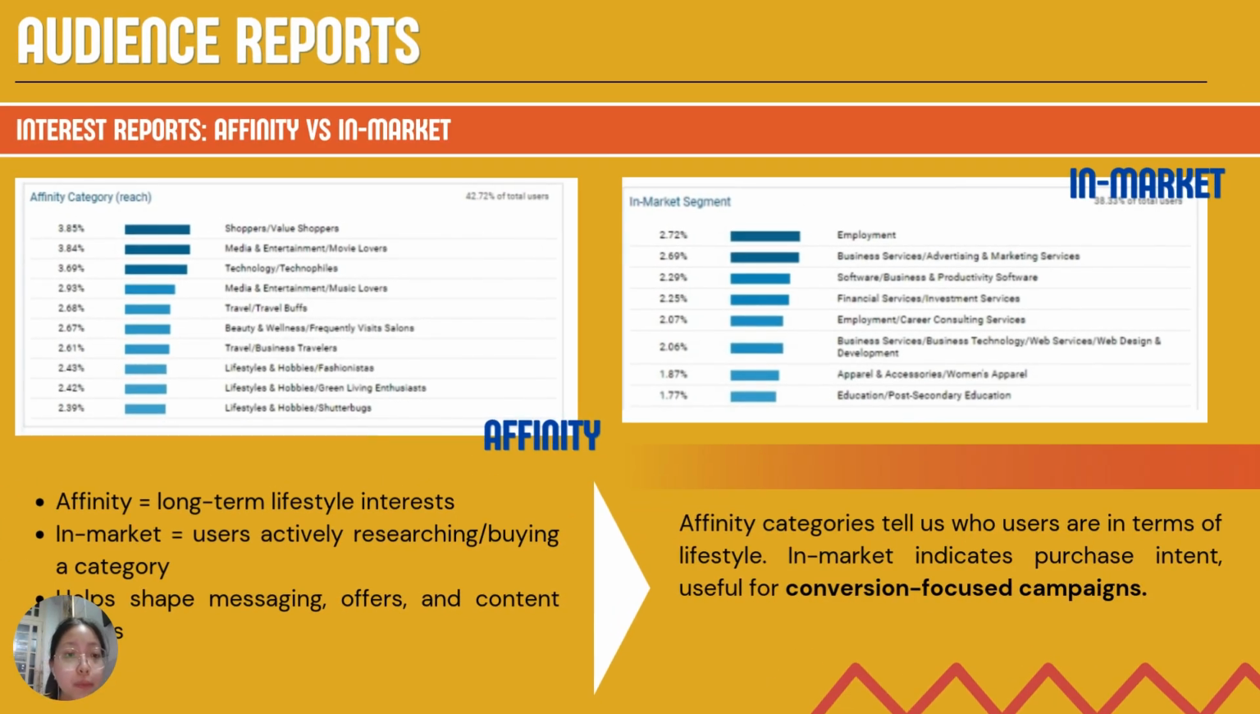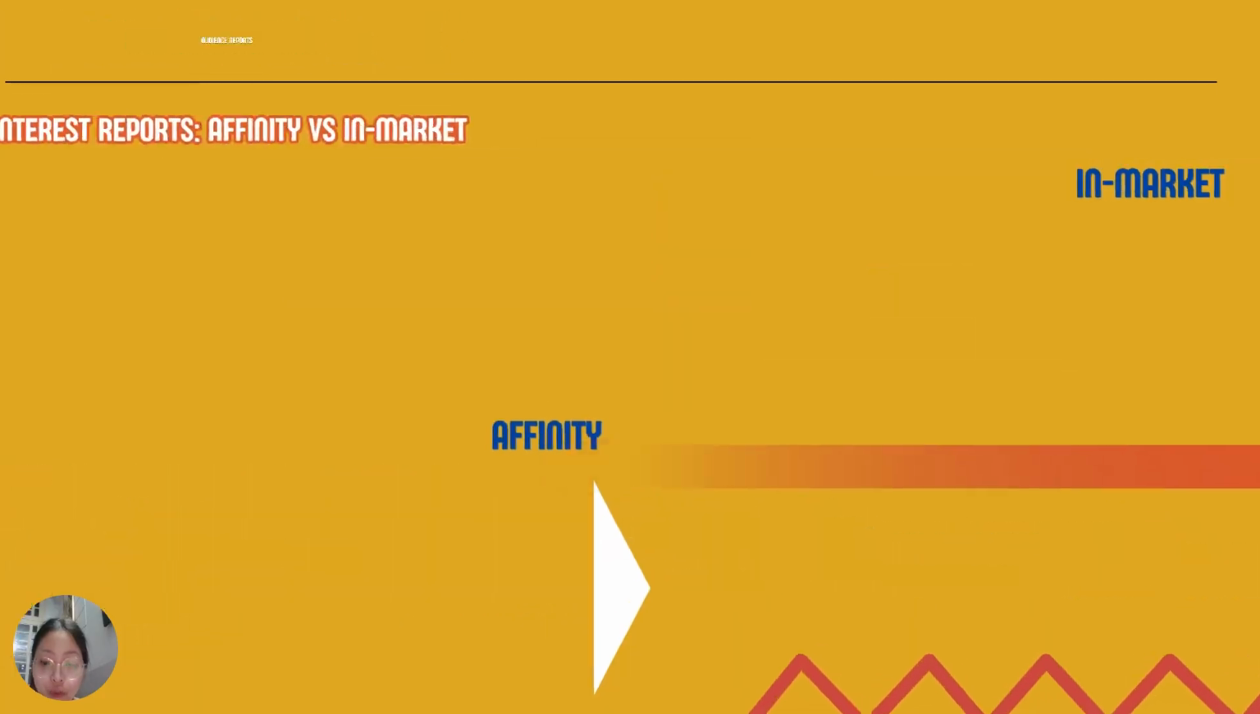Next is interest reports, affinity versus in-market. Affinity means long-term lifestyle interest. In-market means users actively researching or buying a category. This helps shape messaging, offers, and content angles. So affinity categories tell us who users are in terms of lifestyle. In-market indicates purchase intent, useful for conversion-focused campaigns.